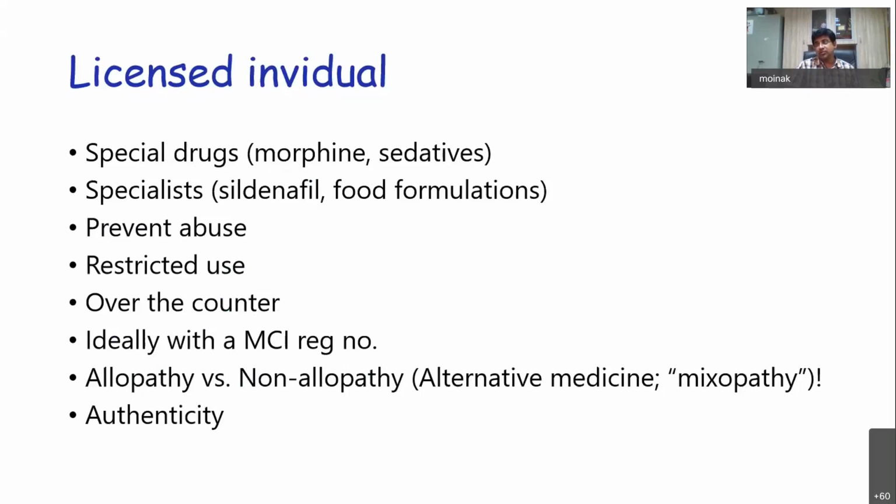Food formulations, we as pediatricians, we have very specific food formulations. Only pediatricians and very special gastroenterologists can order these. Others cannot. There are special drugs, for example, morphines and sedatives. So those of you who are in anesthesia or other allied fields will know the fact that morphines and sedatives can only be prescribed by or with a MCI registration number. This is to prevent abuse and restrict the use. We should always try and see that it's not over the counter.